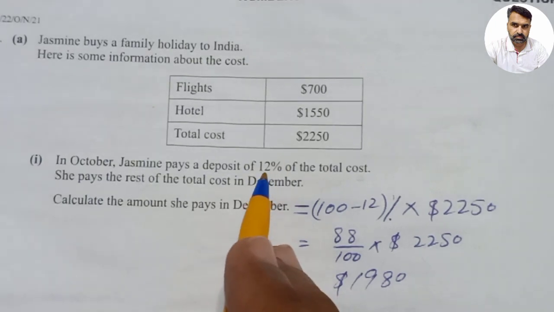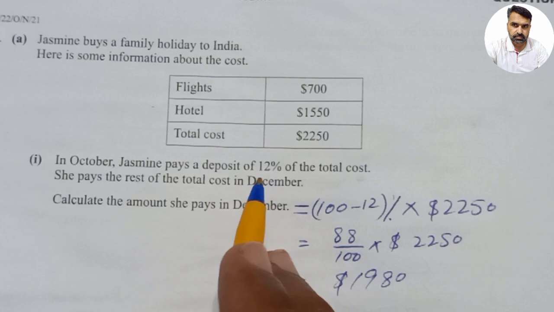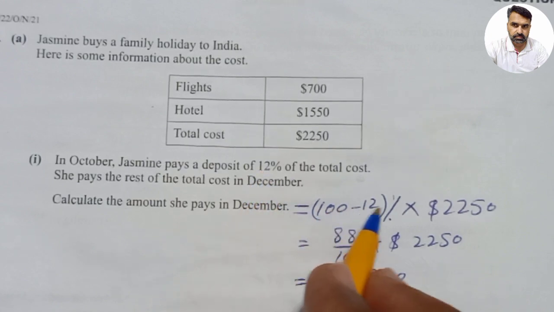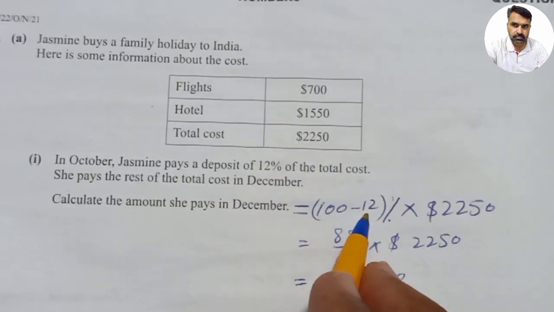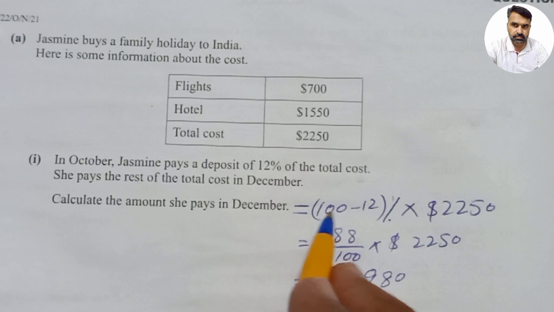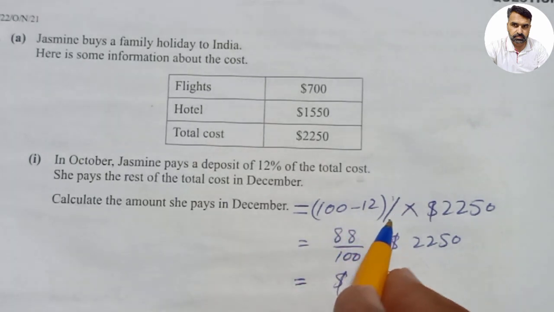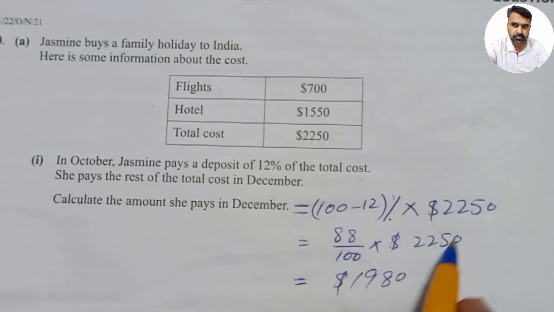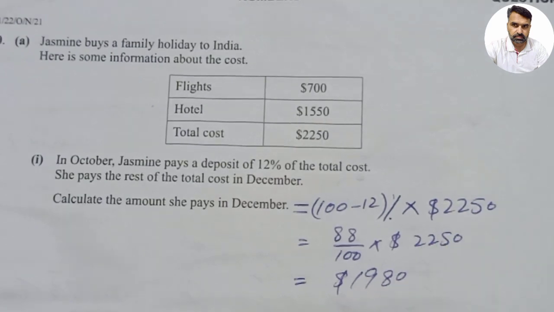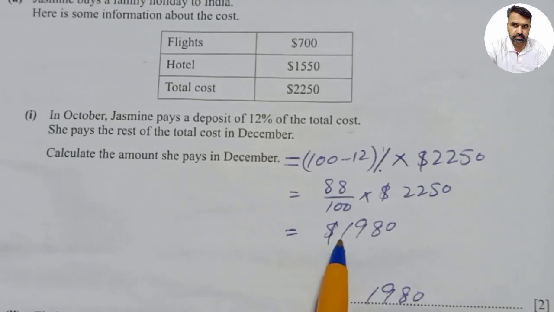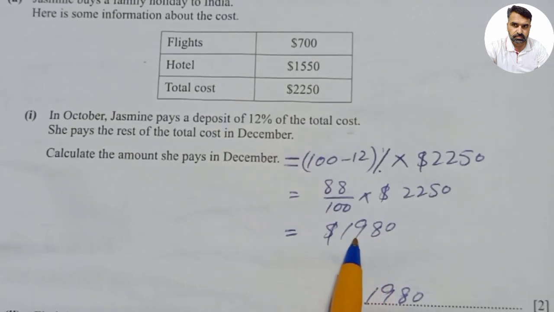As she has paid 12% in October, the rest of the amount is 88%. We will subtract 12 from 100% and multiply with the total cost, as 12% has already been paid. So we will write 100 minus 12, that is 88. In place of percentage we will write 88 over 100 multiplied by the total cost, that is $2,250, and when we use the calculator the answer will be $1,980 that she has to pay in December.